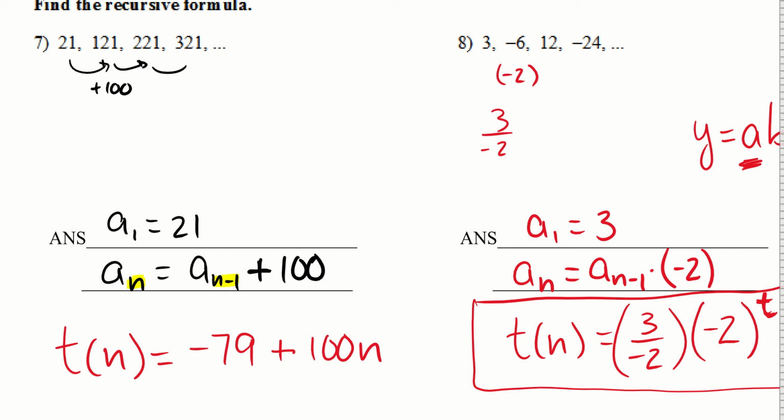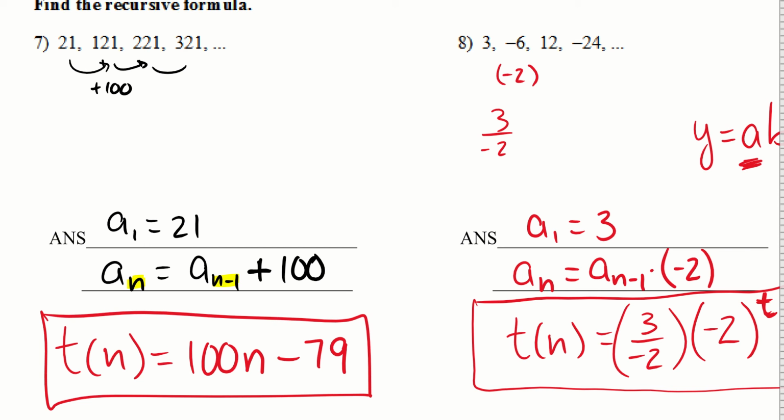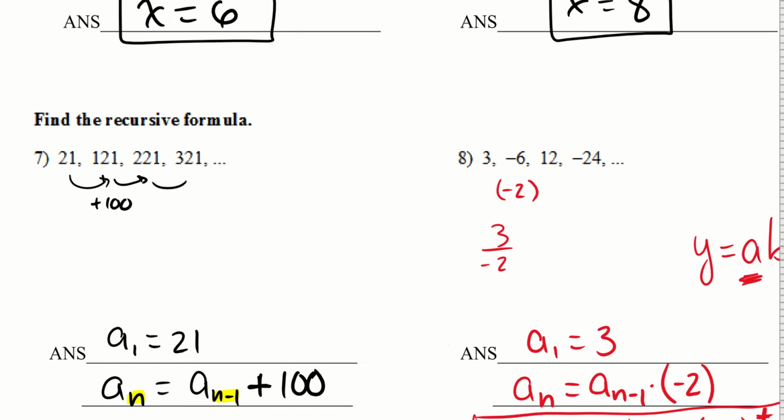And I could write this in the other order too. You probably would like that better. Every single time I'm adding 100, so I'd say 100 times n minus 79. So there you can see, that's nice. So these are not the recursive rules. The things I boxed there are the explicit rules, right? The ones where you just put in the one you want and it gives you that value. Whereas the recursive rules, you figure it out by knowing where to start and how to proceed to other terms. All right, so that's the end for part C.